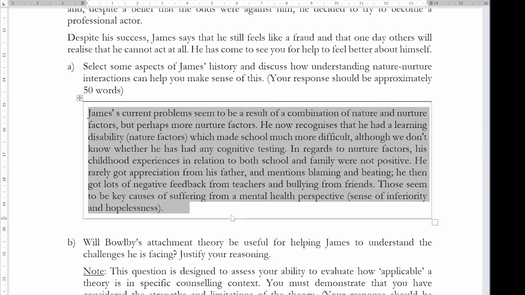I think it's also good to say seems to be. Yes. Because they often say take a tentative approach, like this might be the reason. He now recognizes that he had a learning disability, nature factors, which made school much more difficult. His belief. Although we don't know whether he has had any cognitive testing. So he just says that he had a learning disability, but we don't know for sure.